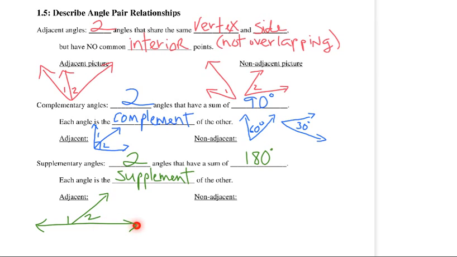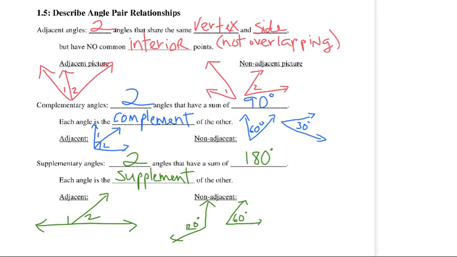So remember, supplementary, if you think of a protractor, the straight edge all the way around is 180 degrees. So that means if I divide that up into two different angles, those two angles would add up to be 180 degrees. So my non-adjacent angles would look like this. You can see that the first angle is an obtuse angle, and it's 120 degrees. My second angle is 60 degrees, and it is an acute angle. But together, they add up to 180.